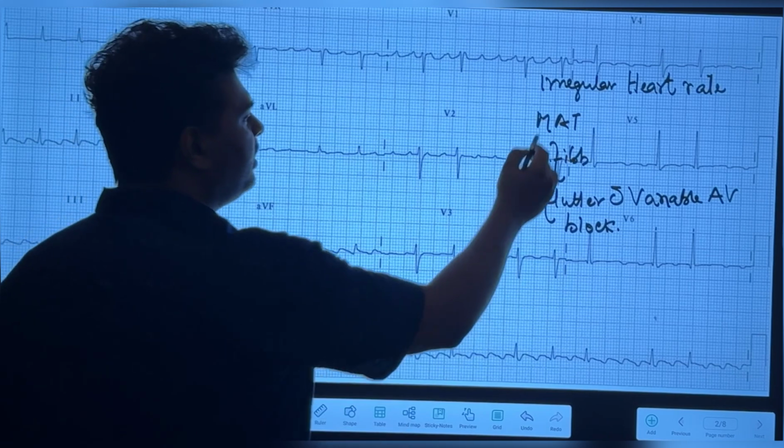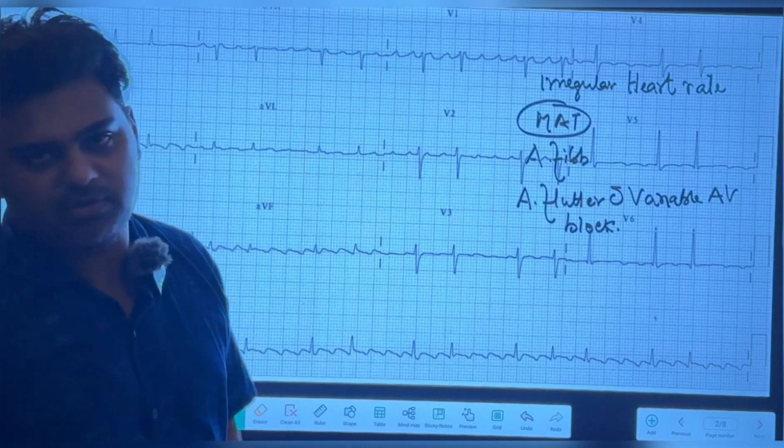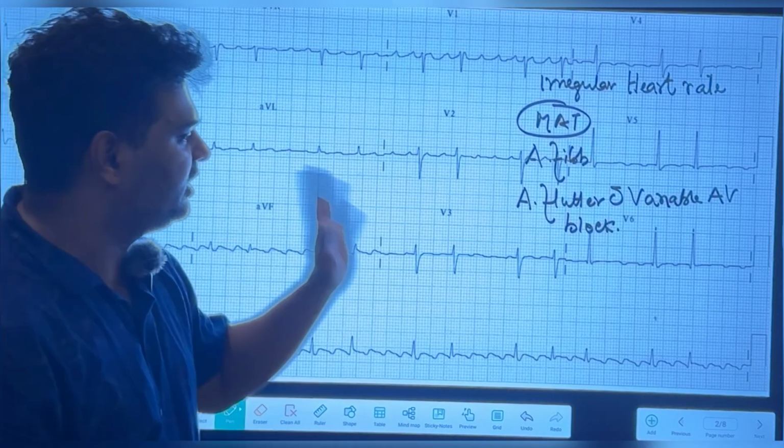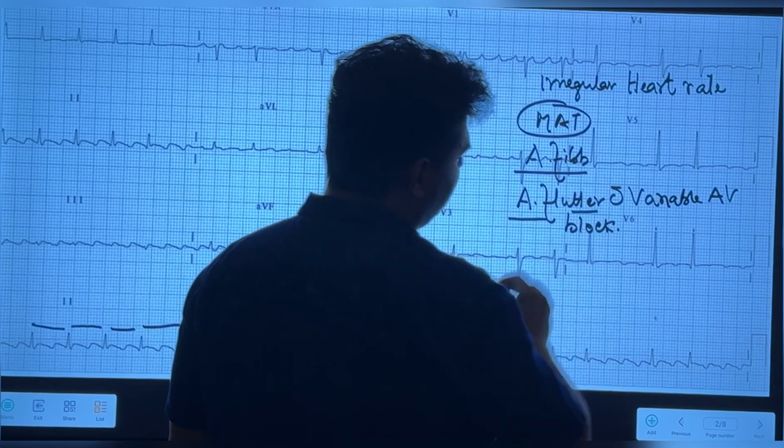Okay, so in multifocal atrial tachycardia, it is very easy because you will see three different kinds of P waves. The morphology of the P waves will be different, so it is very easy. Now, how to differentiate atrial flutter and fibrillation?